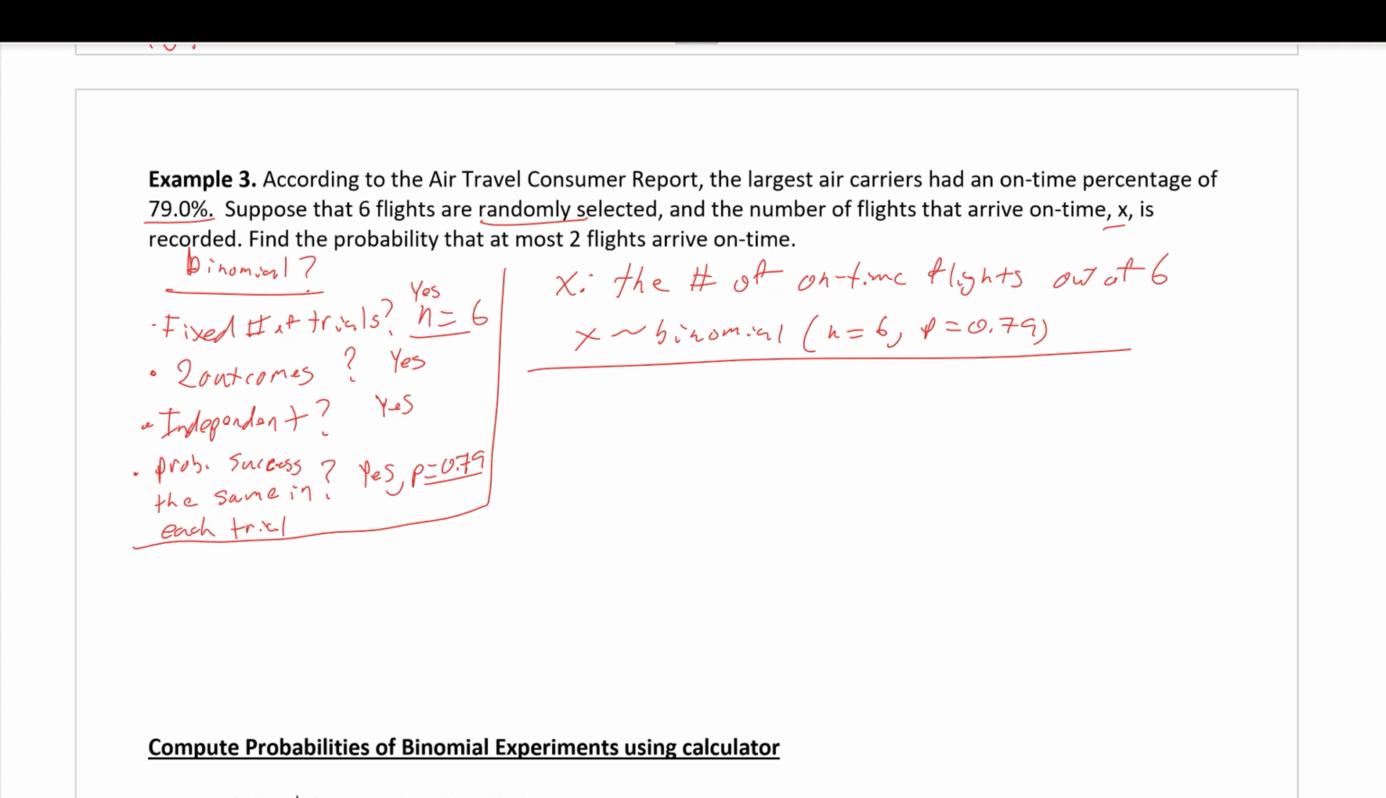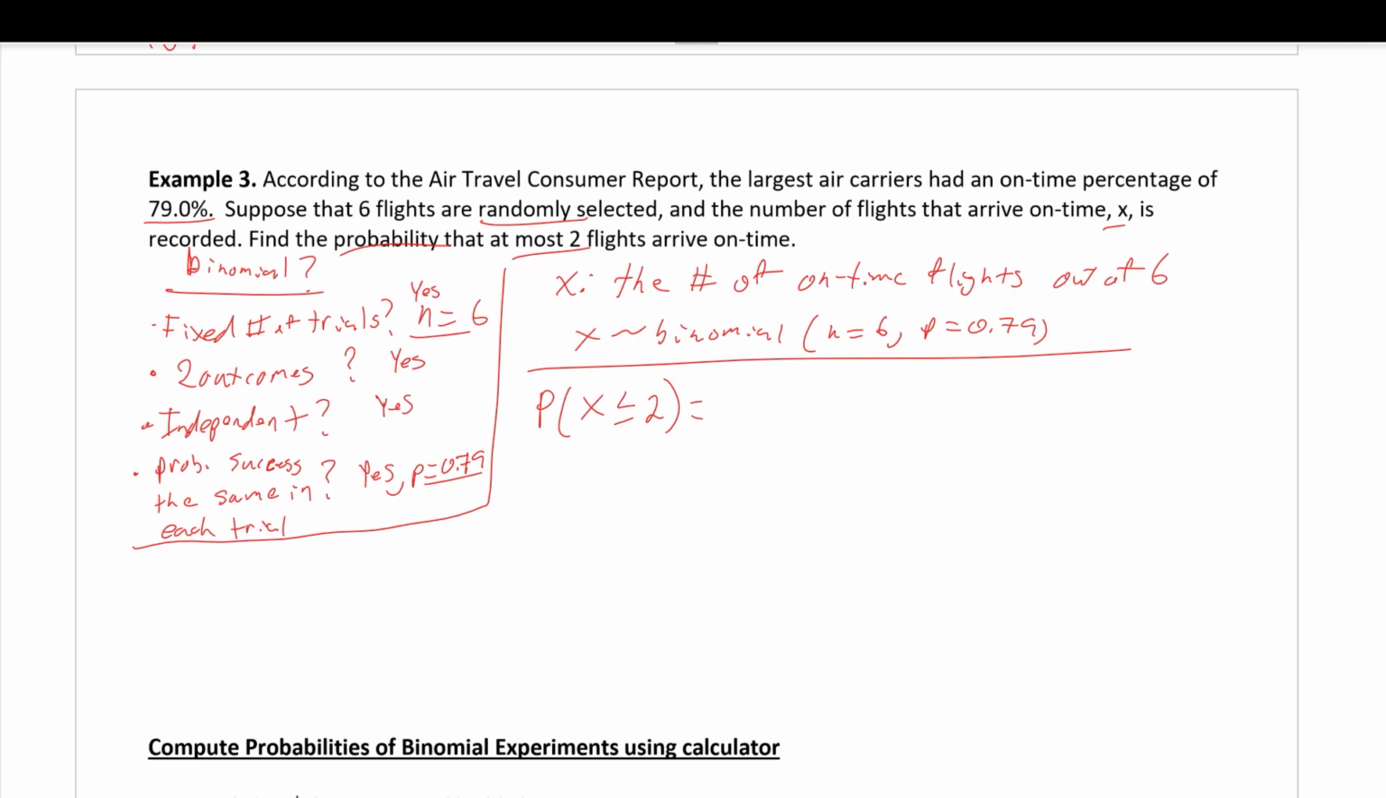Now we can answer our questions. The question is, find the probability that at most 2 flights are on time. Well, can there be any more than 2? No, right? At most it's 2, but it does include 2, so it's less than or equal to 2. Probability that x is less than or equal to 2.